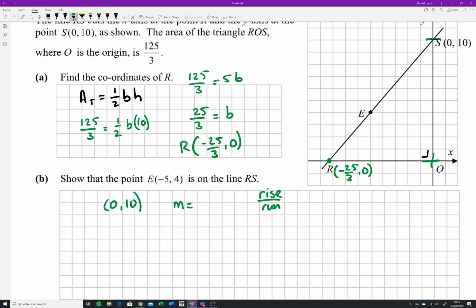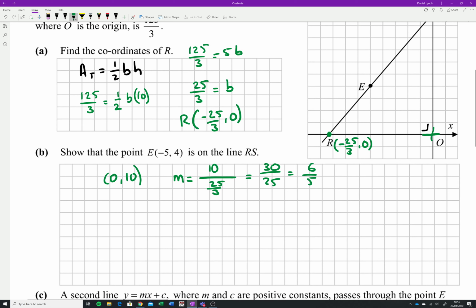So going from OR to S, how much have we moved over? That's our run. We've moved over 25 over 3, because we've gone from minus 25 over 3 to 0. And how much have we moved up? We have moved up 10. That's a little bit ugly, so you might want to multiply top and bottom by 3, and we end up getting 30 over 25, which is 6 over 5. That's what our slope is. We can now get the equation of the line: x1, y1, so it's y minus y1 equals m times x minus x1.